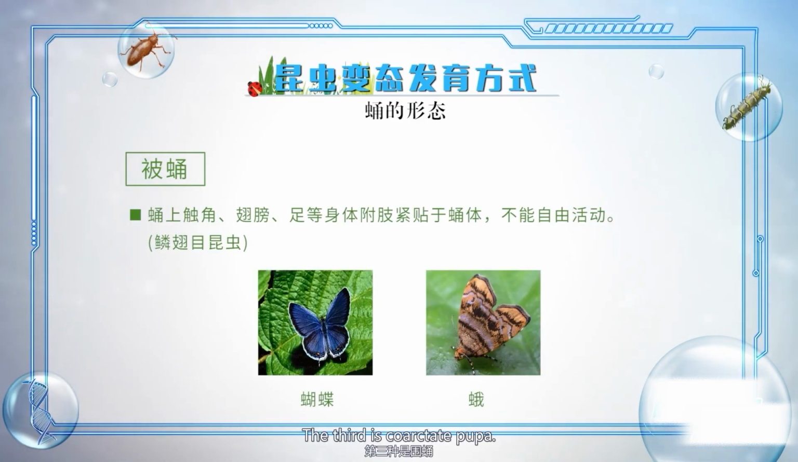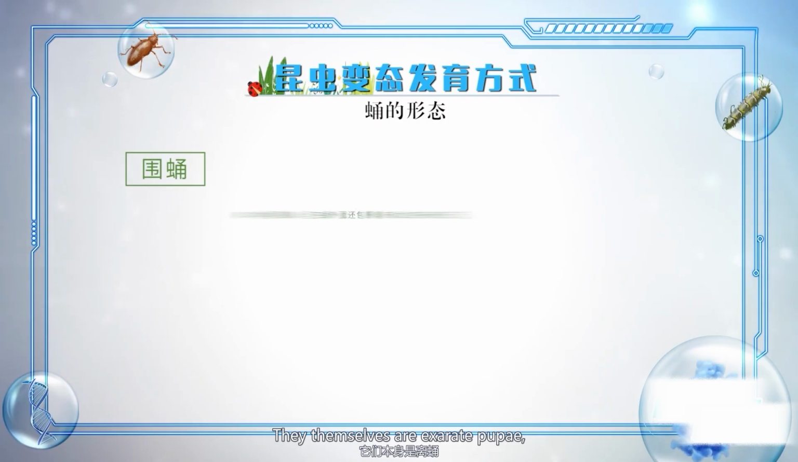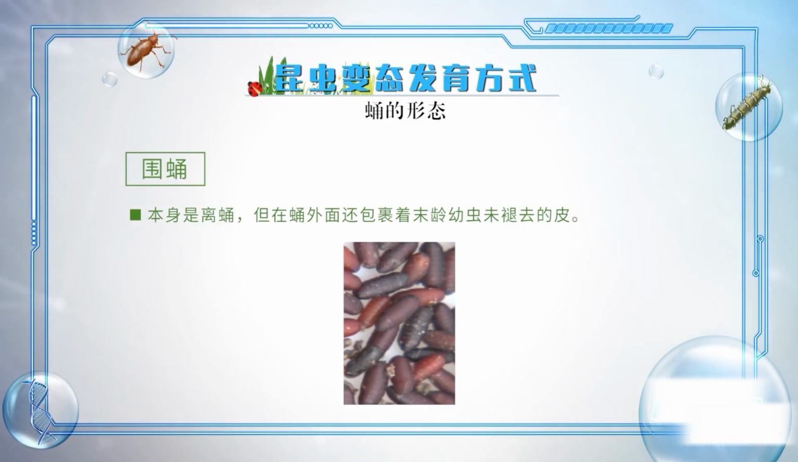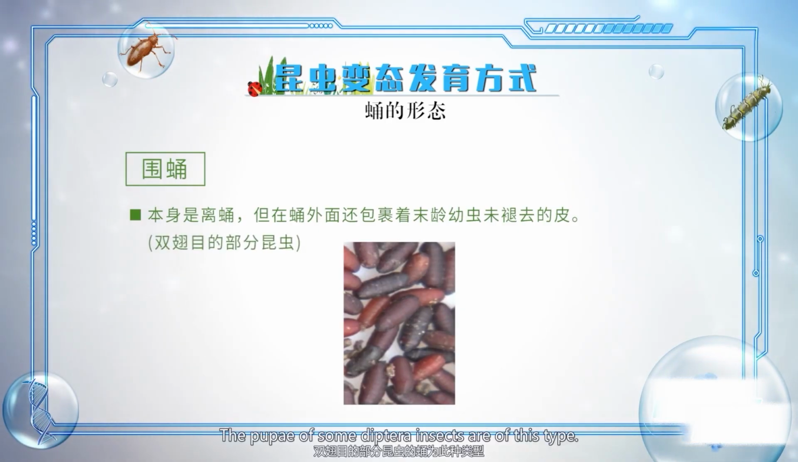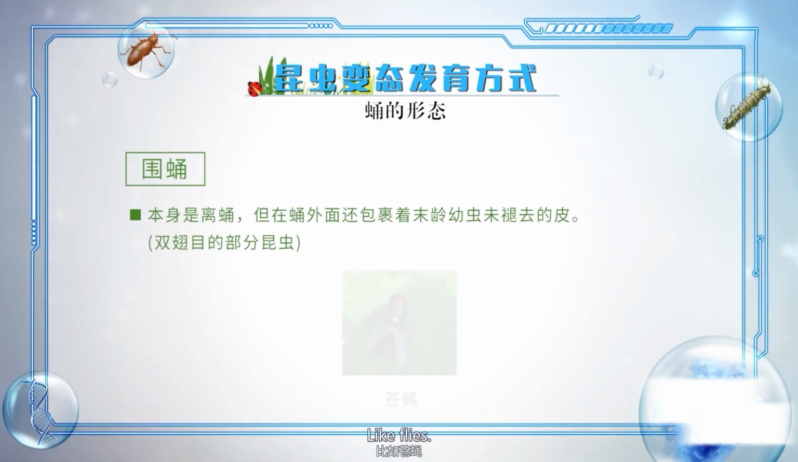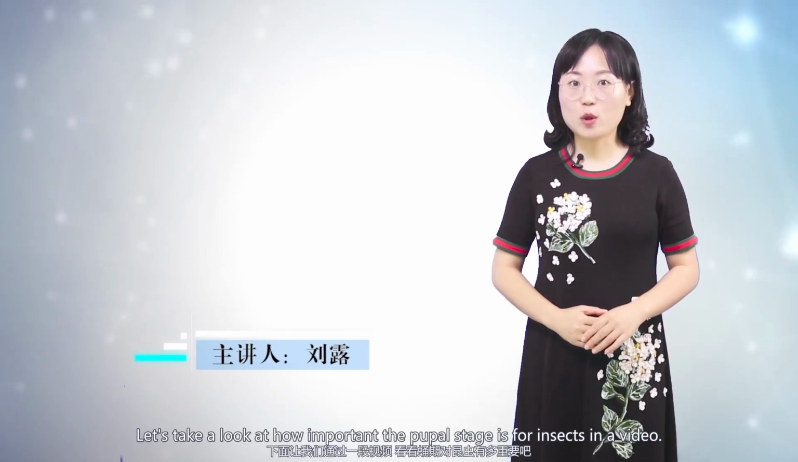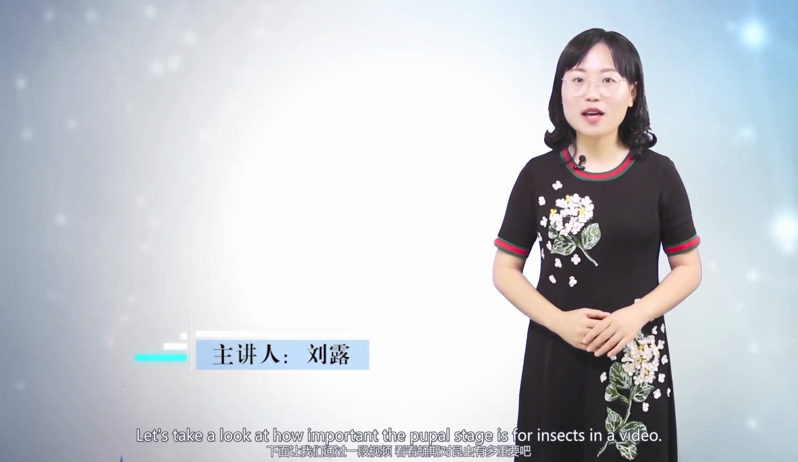The third is coarctate pupa. They themselves are exarate pupae, but the pupa is still covered with the retained and hardened skin of the final larval instar. It looks something like this. The pupae of some Diptera insects are of this type, like flies. Let's take a look at how important the pupal stage is for insects in a video.